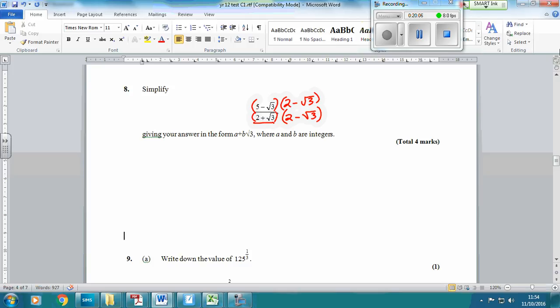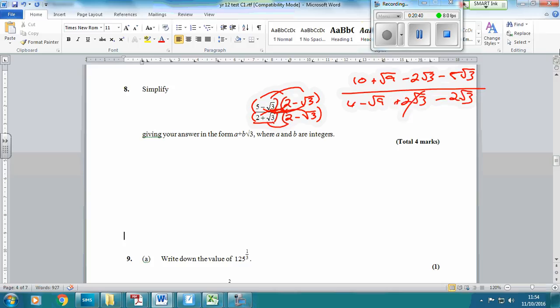Okay, then we do the top and bottom using the smiley face method. So 5 times 2 is 10, minus root 3 times minus root 3 is going to be plus root 9, or plus 3. You've got the nose, which is minus 2 root 3, and then you've got the mouth, which is minus 5 root 3. Then on the bottom, if we do the same, you're going to have 2 times 2, which is 4. Root 3 times minus root 3 is minus root 9, plus 2 root 3 minus 2 root 3, which those cancel.